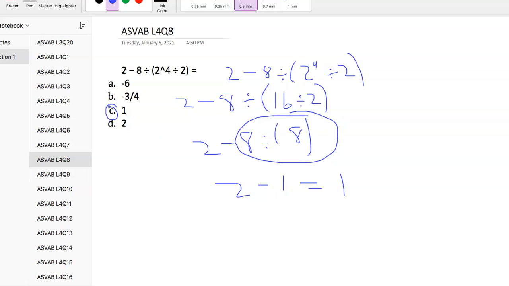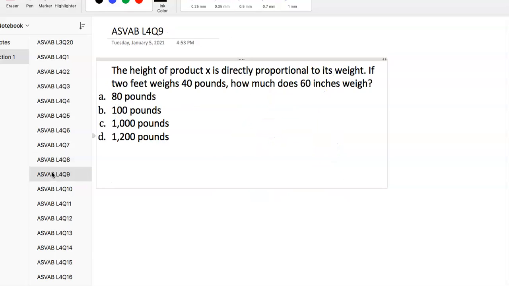All right, so those can take some practice, but mostly it's just about remembering the rules. The actual calculations are, you know, nothing really too tough. All right, what do we got now? The length of product X is directly proportional to its weight. Okay, if 2 feet weigh 40 pounds, how much does 60 inches weigh?